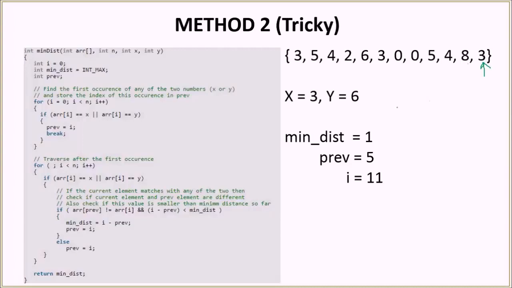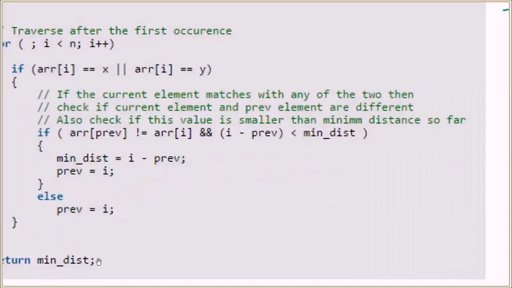Then we come here. Now the previous value was 5. So 0, 1, 2, 3, 4, 5. This condition will hold true, but this condition will not hold true because this is also 3 and this is also 3, so we'll just come here and update the previous variable. So previous variable will become 11, then we come to the 12th index, and we are done with the algorithm because our array is now completed. So we have found the minimum distance, that is 1. We'll return the minimum distance here.